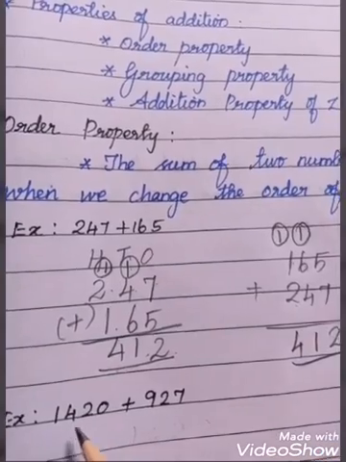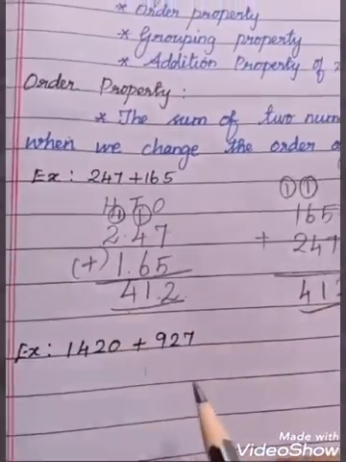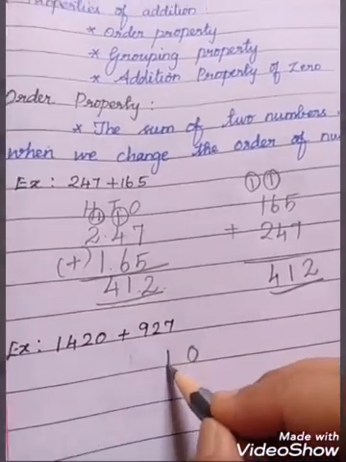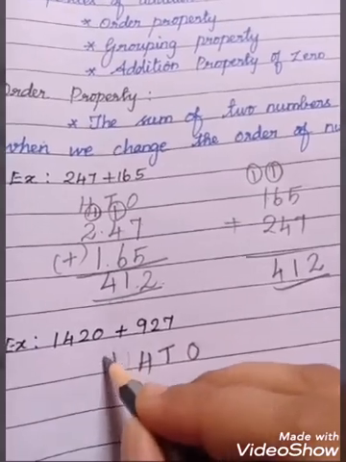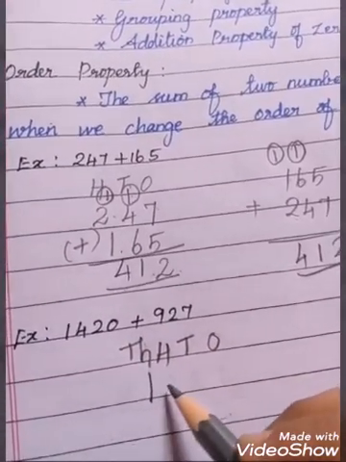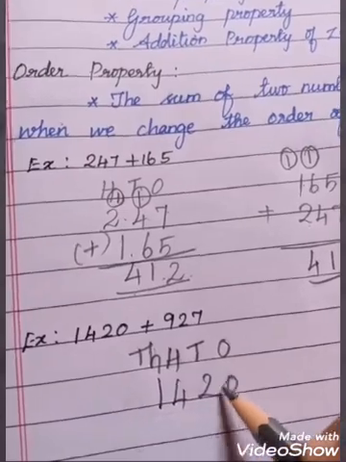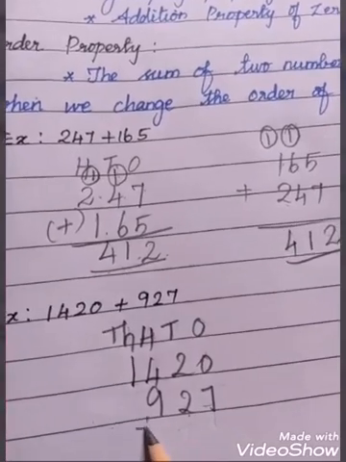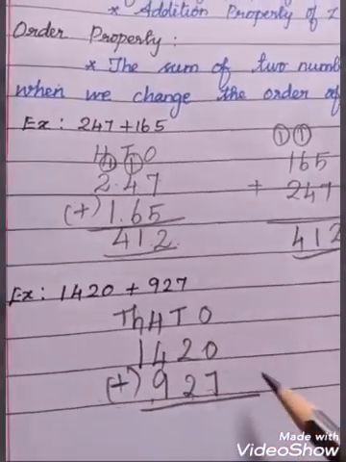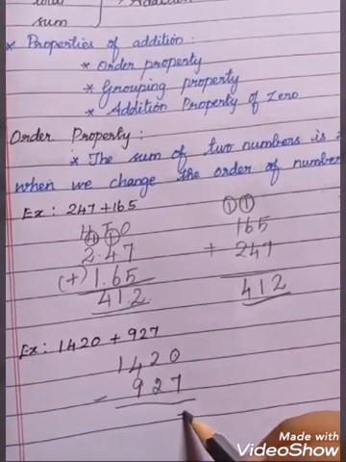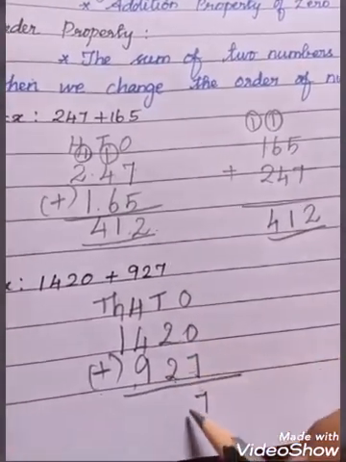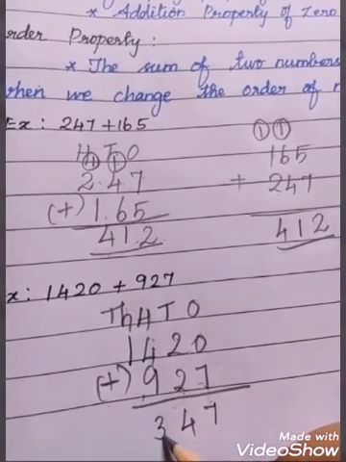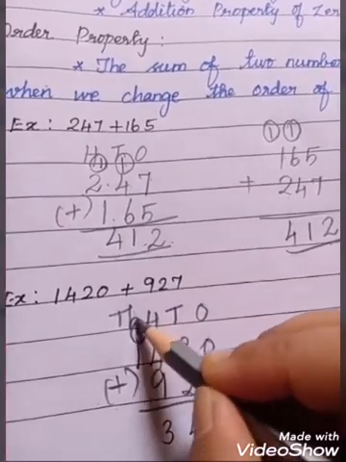See one more example, 1420 plus 927. Children, listen, it has 4 places. The places are ones, tens, hundreds, thousands. The first number is 1420 and the second number is 927. So we add these two numbers. 0 plus 7 is 7. 2 plus 2, 4. 4 plus 9 is 13. So here we write 3 and 1 is carried over to the thousands place.